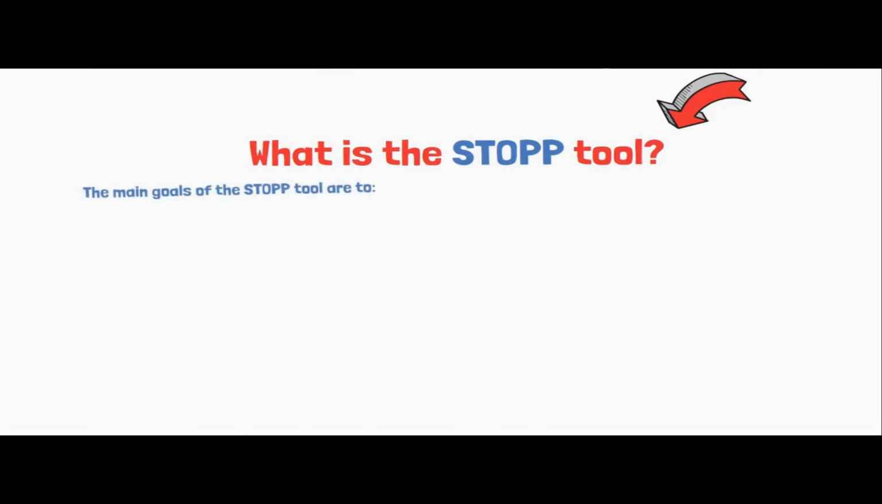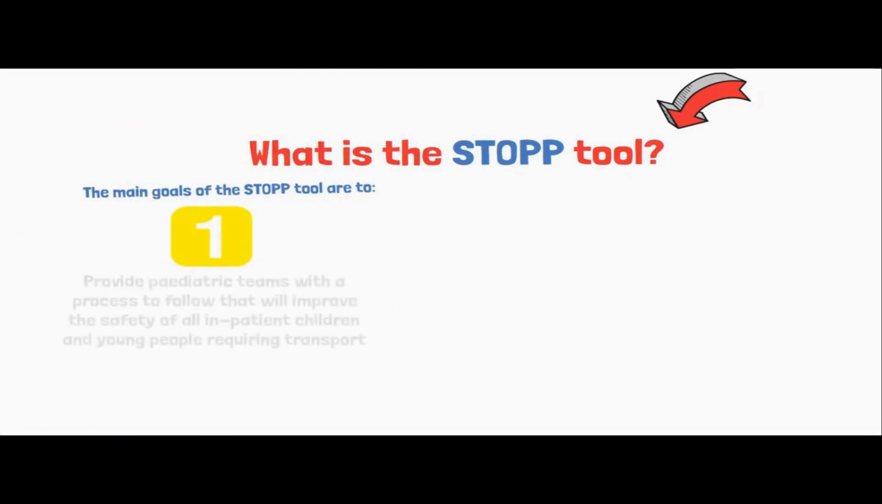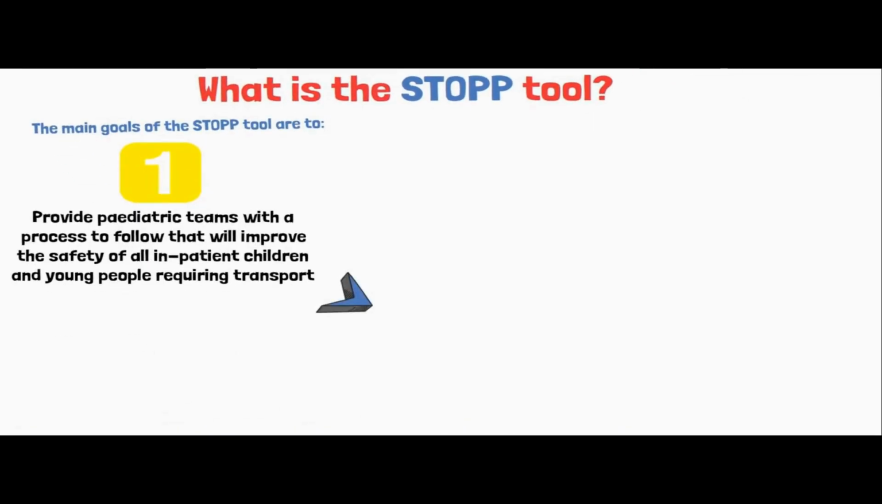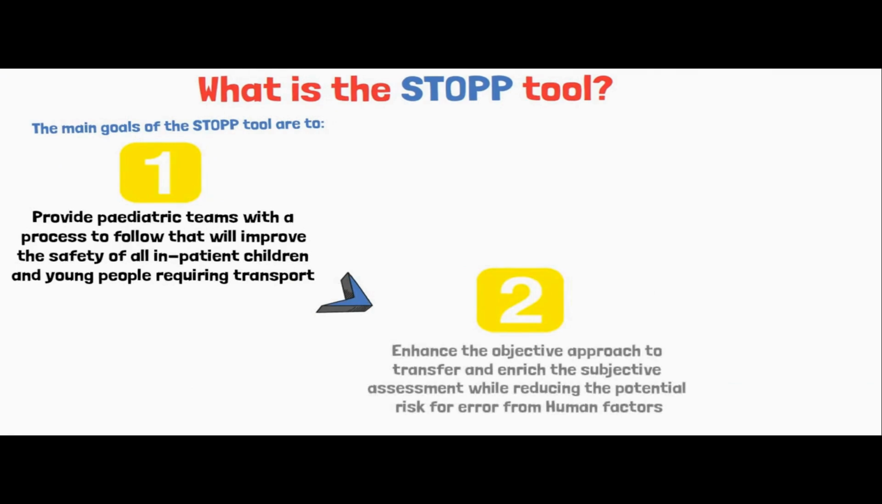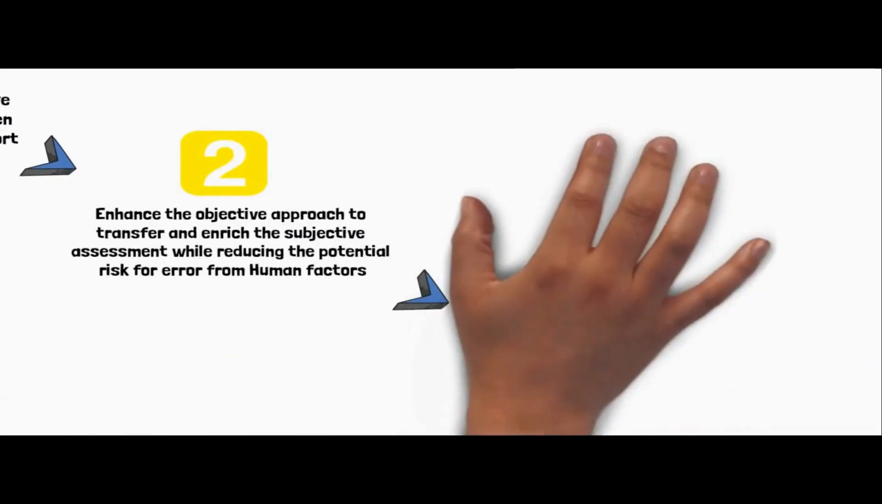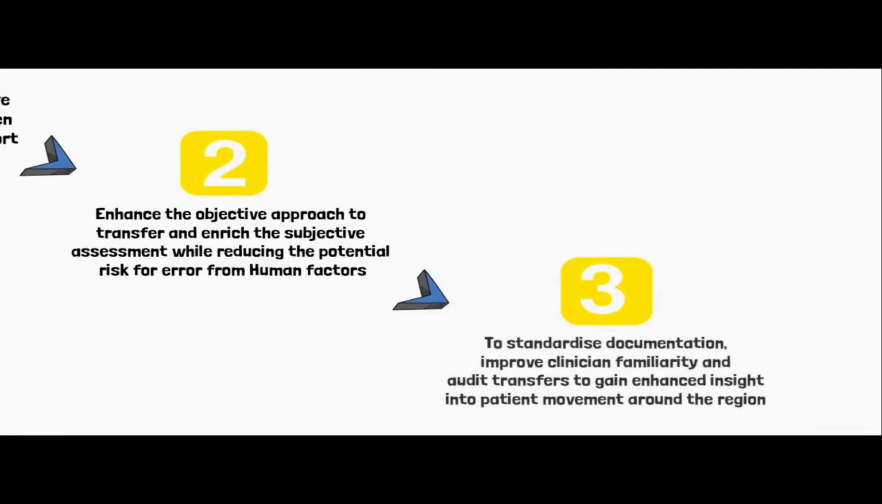The main goals of the STOPP Tool are to provide paediatric teams with a process to follow that will improve the safety of all inpatient children and young people requiring transport, to enhance the objective approach to transfer and enrich the subjective assessment while reducing the potential risk for error from human factors, and to standardise documentation, improve clinician familiarity and audit transfers to gain enhanced insight into the patient movement around the region.